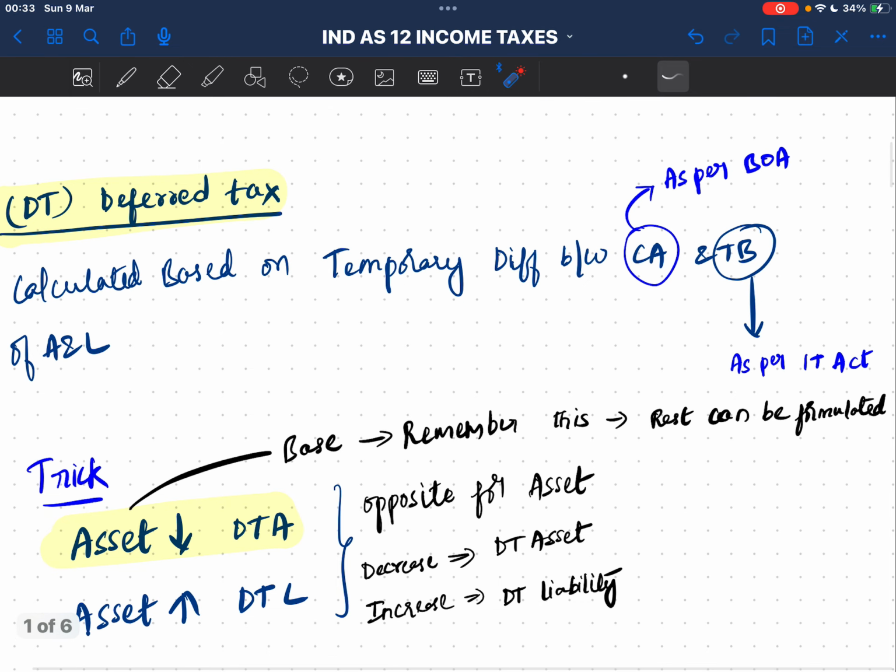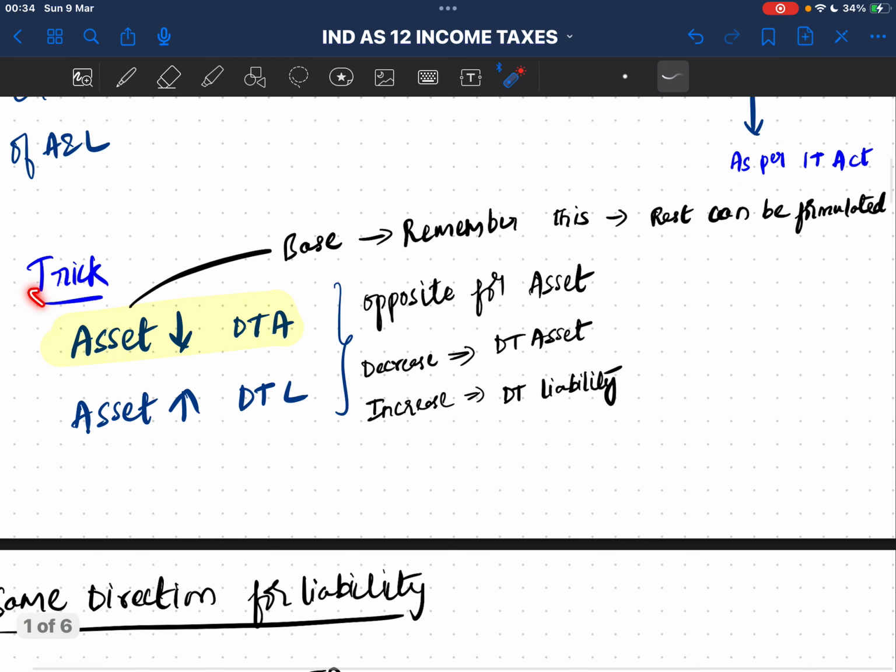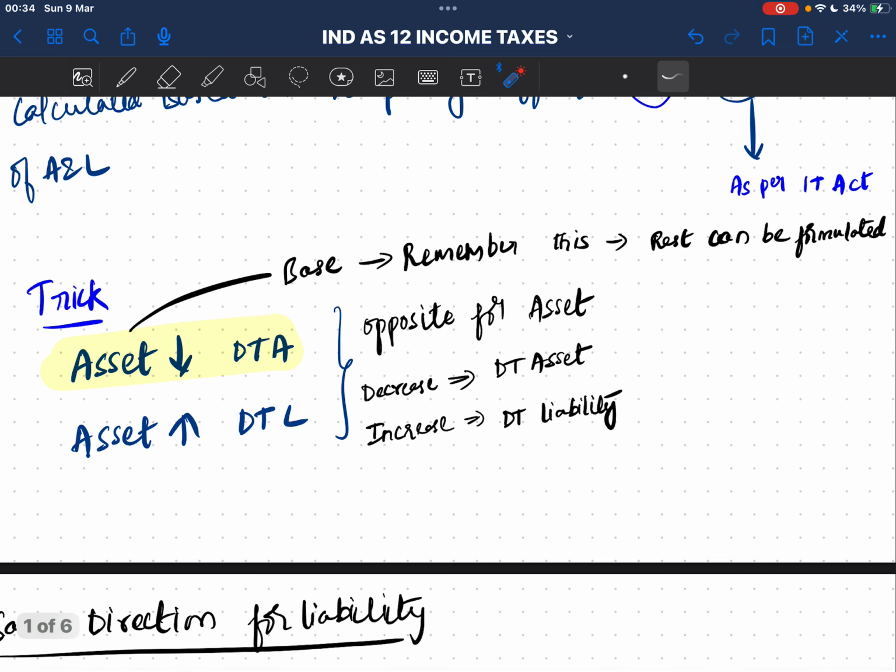sheet. Deferred tax is calculated based on temporary difference between carrying amount and tax base of assets and liabilities. Carrying amount is as per books of accounts, tax base is as per Income Tax Act. This is a little trick to identify DTA DTL.